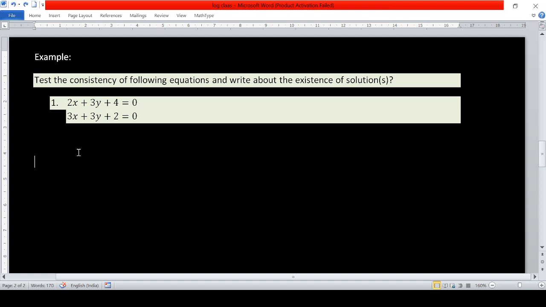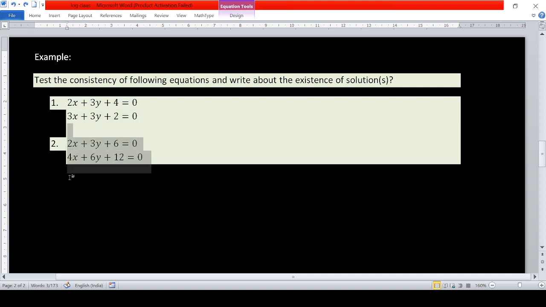Okay, here I will consider three sets of equations. First, 2x + 3y + 4 = 0 and 3x + 3y + 2 = 0. These two equations are taken as one system. So this system may have a solution, or may not have any solutions; that we will discuss.